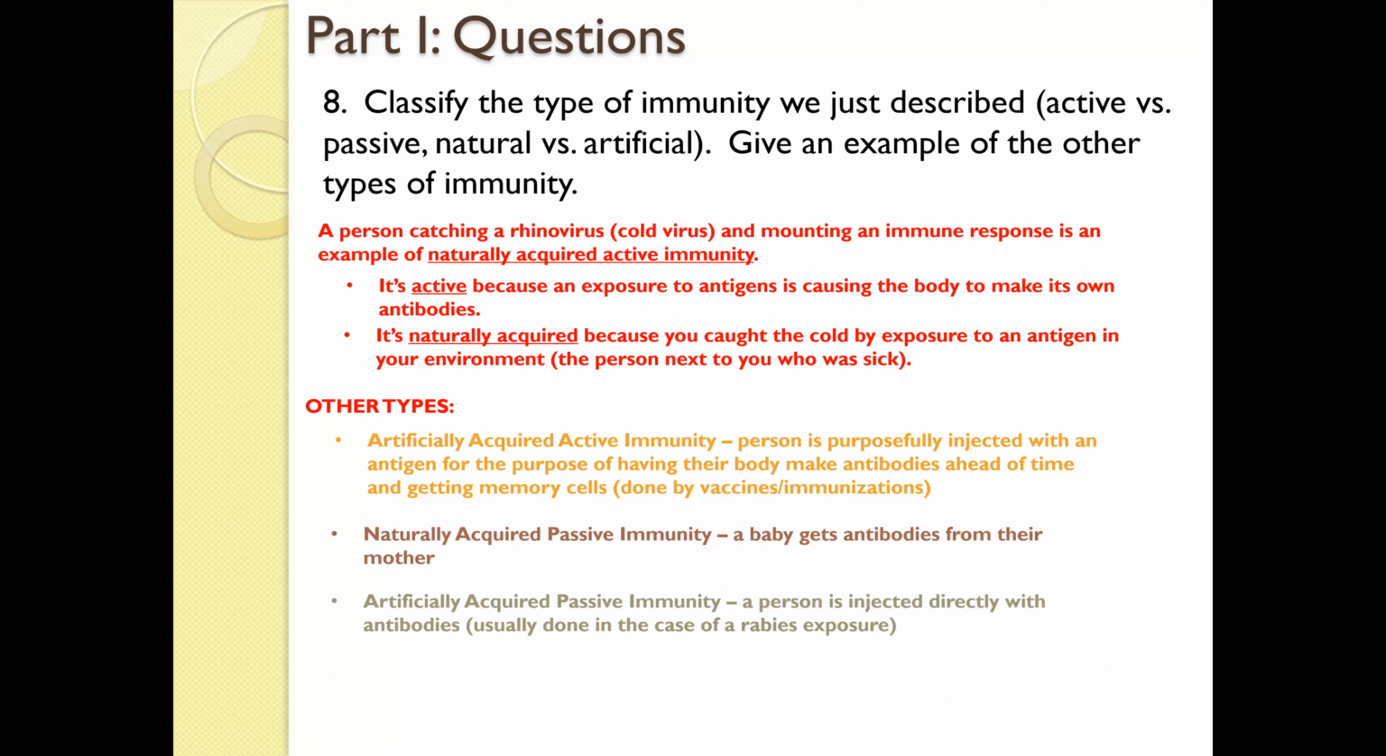Artificially acquired passive immunity would be a person injected directly with antibodies. Again, it's passive because you're being given the antibodies. It's artificial because it's an injection. And this is usually done in the case of a rabies exposure. They don't want to wait the 2 to 3 weeks for your body to make its own antibodies. You need those antibodies ASAP before the rabies can get in your brain and do some real damage. So they will give you the antibodies directly.